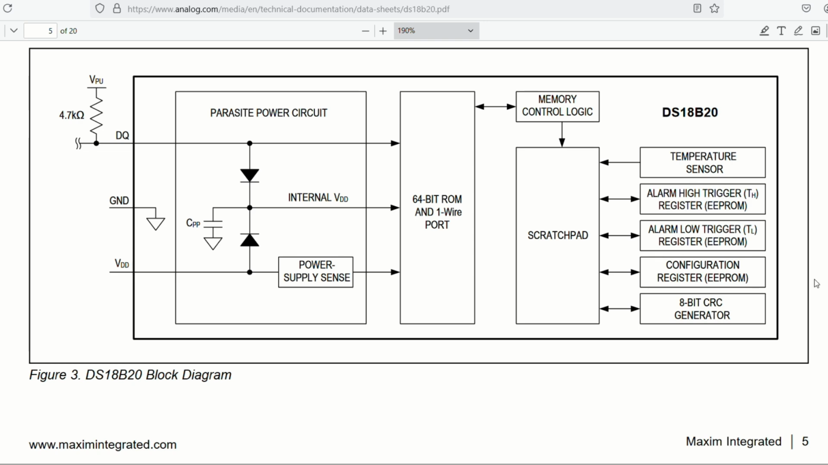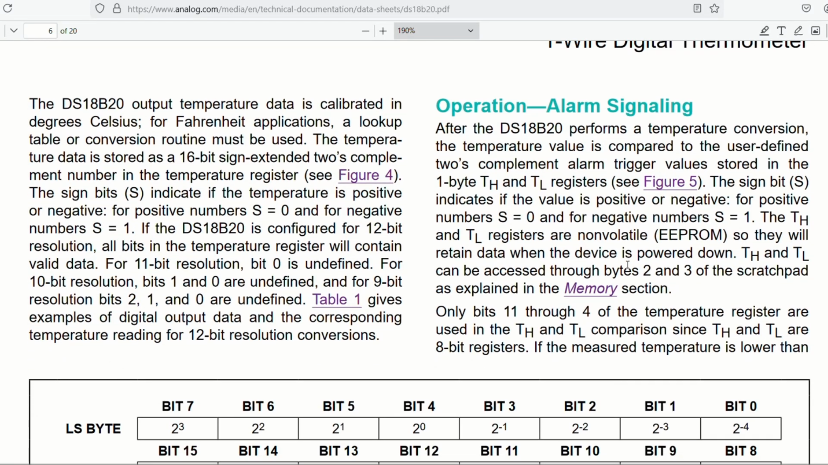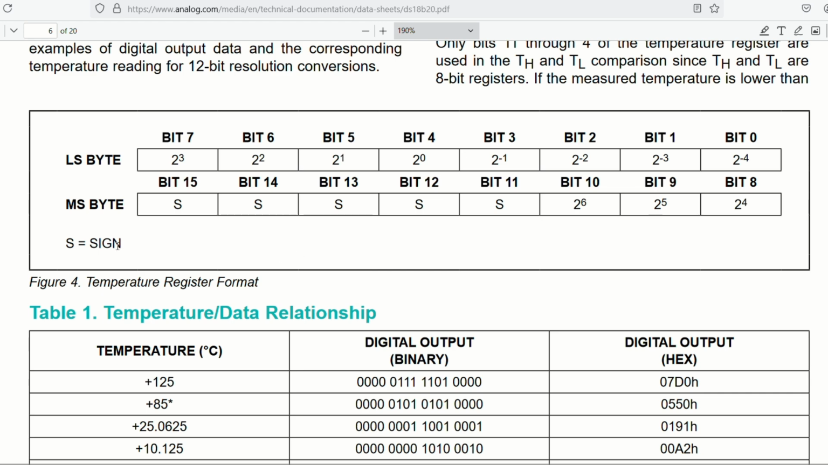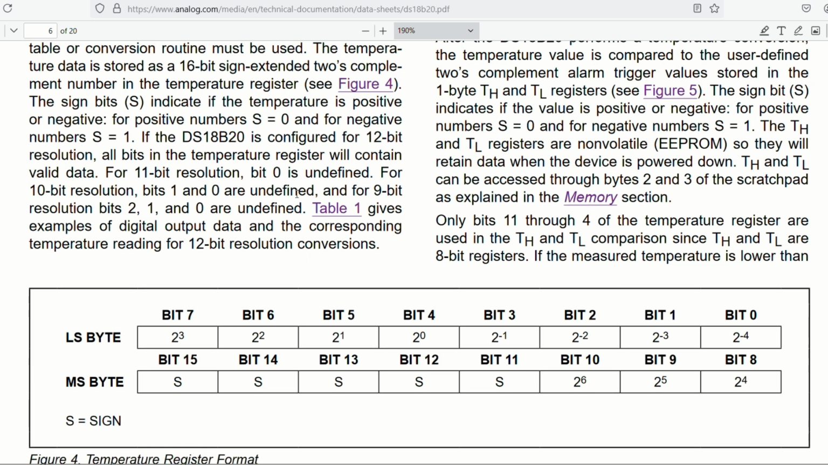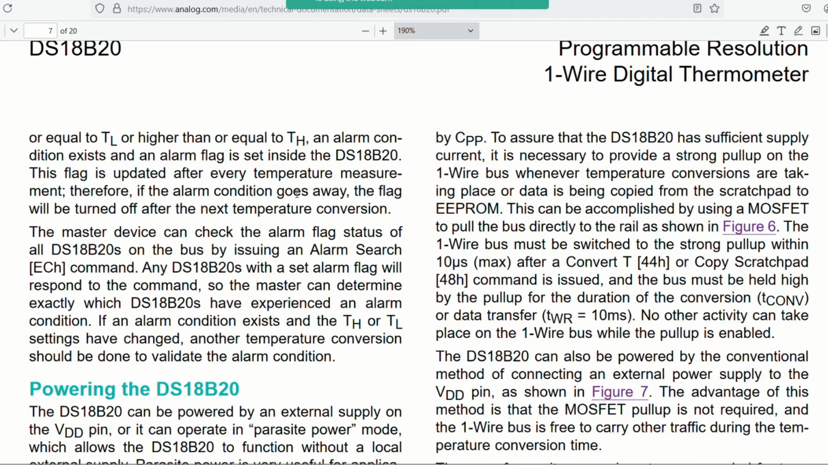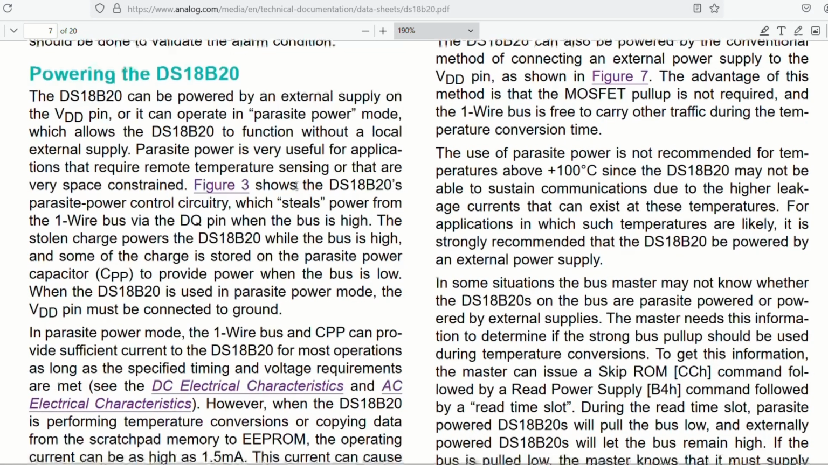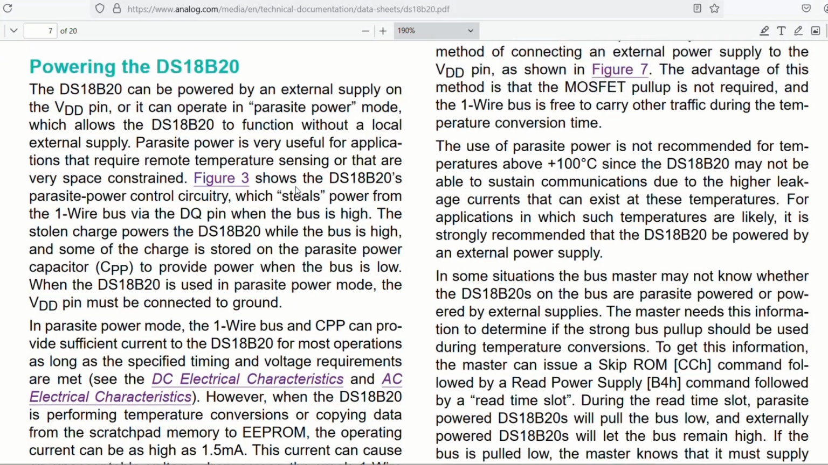Next up, you can have a look at the temperature register, how the temperature is actually coded. You can see how 9, 10, 11, and 12-bit resolutions are possible. Then you have the commands available. Two types of commands are there. First is the ROM command, and second is the function command. You can have a look at how you can power the chip, but I would suggest that you give it a dedicated power supply, because it's better as compared to parasitic power supply.